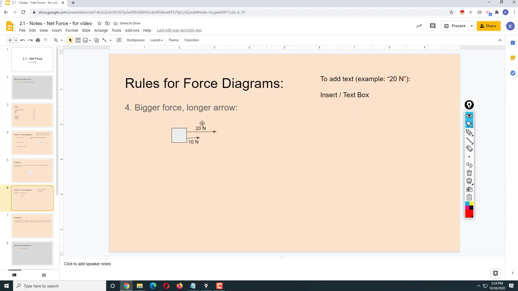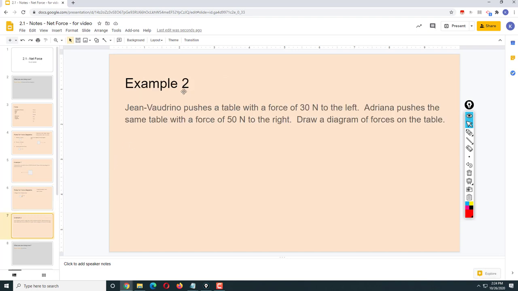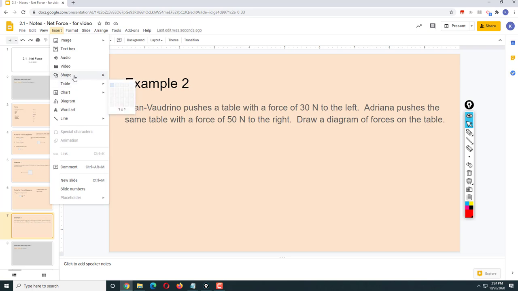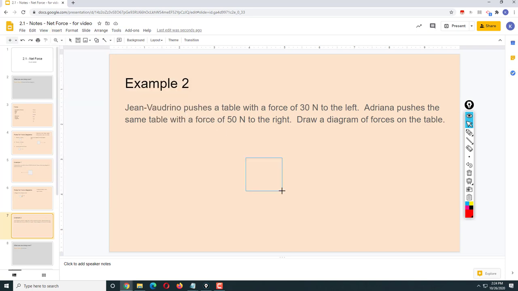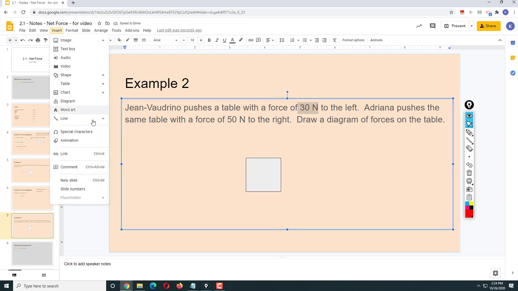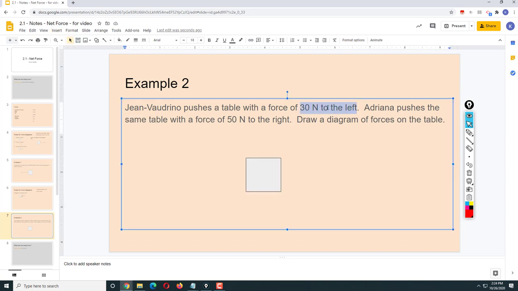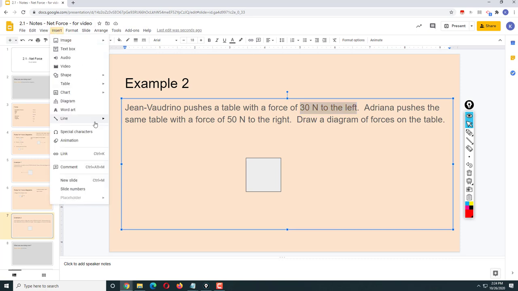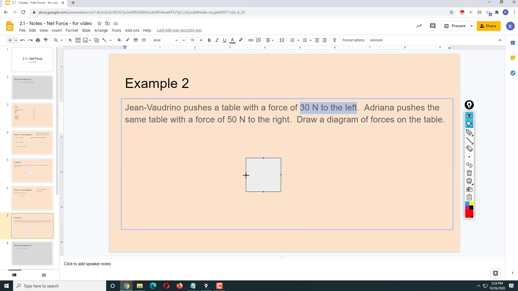Next, when we have a bigger force, the arrow is longer. For example, Jean Baldrino pushes a table with a force of 30 newtons to the left. Adriana pushes the same table with a force of 50 newtons to the right. Draw a diagram of forces on the table. So my table is just going to be a box. Here's my box. We have a force of 30 newtons to the left. So insert, line, arrow, 30 newtons to the left.